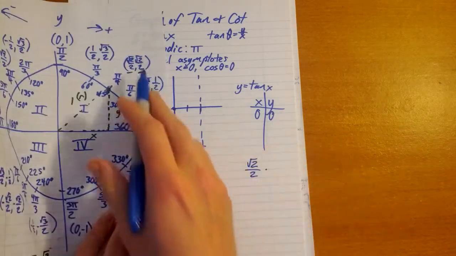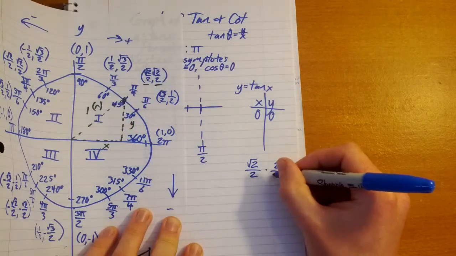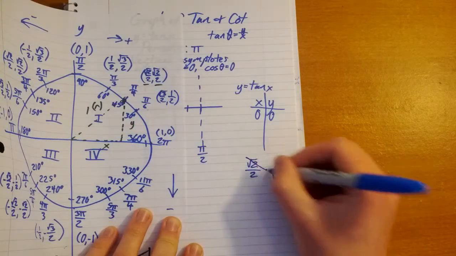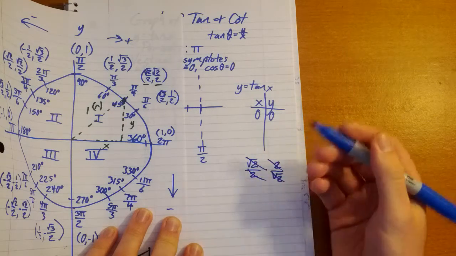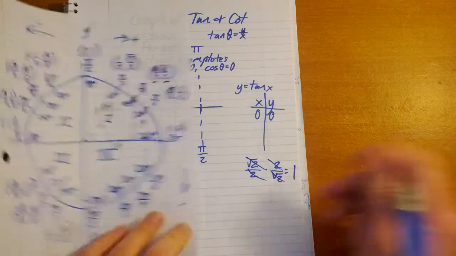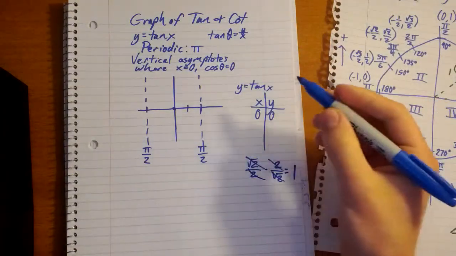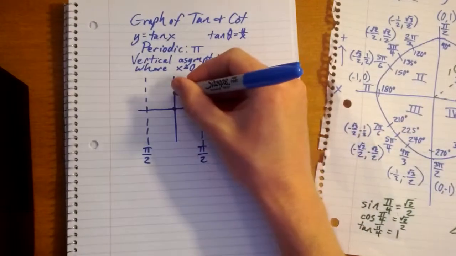Okay, so how do we divide a fraction? We multiply it by the inverse. Cross cancel. So those all become 1s. So you have 1 over 1, which is 1. Oh, that's just wonderful, isn't it? Okay, so then at pi over 4, we have 1.